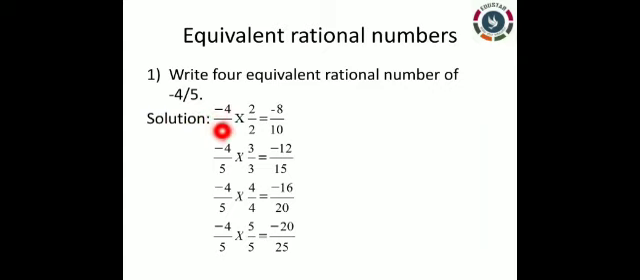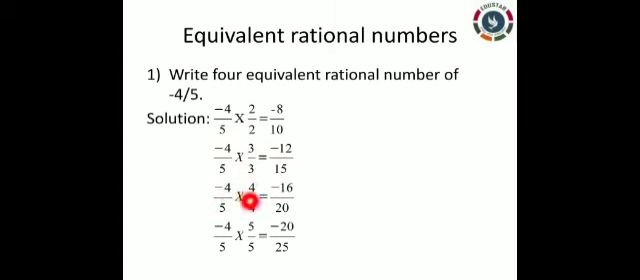Minus 4 by 5 multiplied by 2 table, we get minus 4 2s are minus 8, minus 8 by 10. Next, multiply by 3 table, minus 4 by 5 into 3 by 3. Minus 4 3s are minus 12, 5 3s are 15. The equivalent number is minus 12 by 15. We see that minus 4 by 5 is the same as minus 12 by 15.